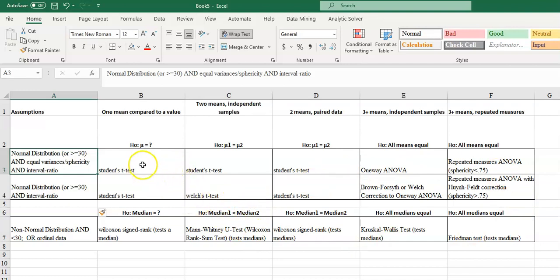So what we're going to do now is start off with just 1 mean compared to a value. Okay, so I want to test if the mean on some test score is still equal to 78 or whether it's changed. That's the basic test. If all these criteria are met, then I do a student's t-test. Now you see that's the same in this next cell down here, and the reason is because I just have 1 group, so I'm not going to be able to do the equal variances test. So all I'm really doing is looking to see, do I have a normal distribution or greater than 30 and interval ratio? So I'm looking at test score, it's interval ratio. Okay, my sample size is 18.